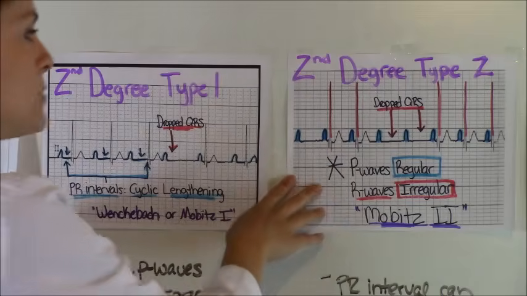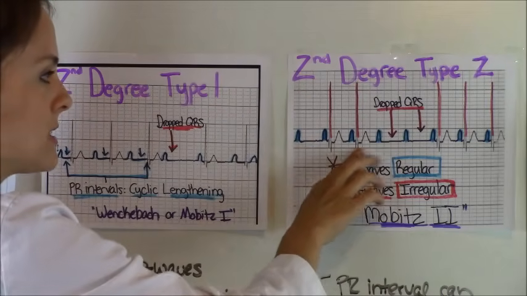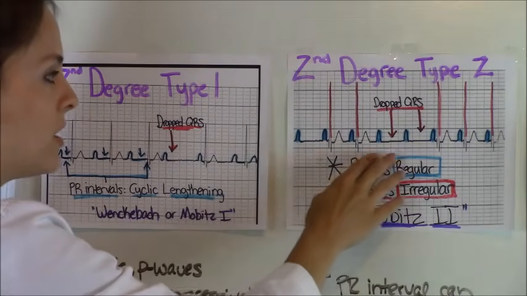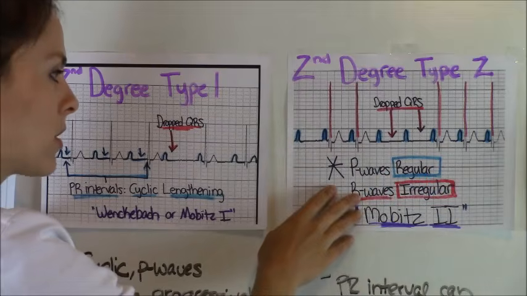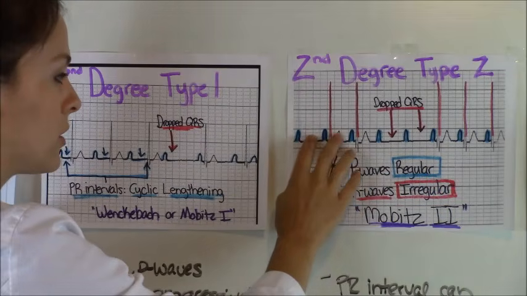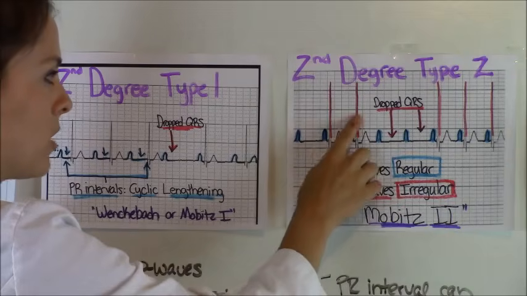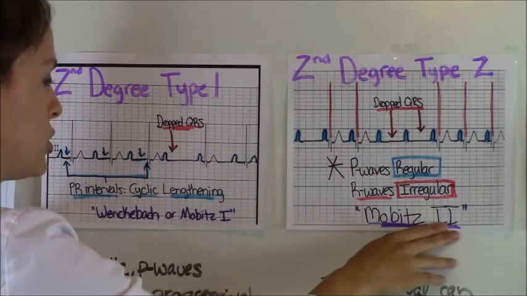Now, second degree type 2, you are going to have PQRSs, and it's not going to be cyclic. Your PR interval can be normal, and then all of a sudden you're just going to drop a QRS complex randomly. And the hallmark with that is that your P waves are going to be regular when you measure them out, but your R waves are going to be irregular, and it's known also as a Mobitz II.